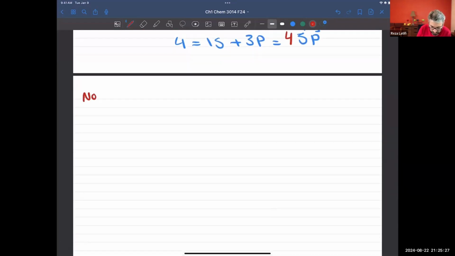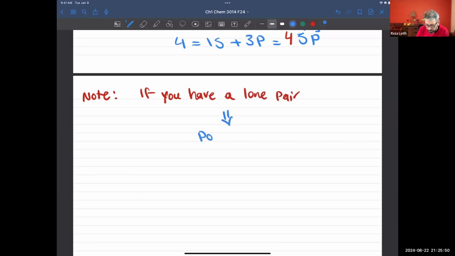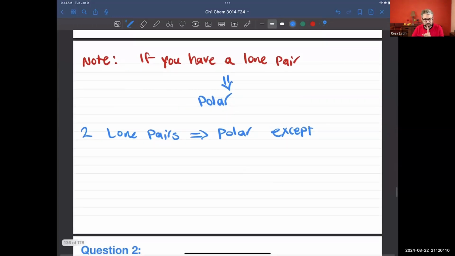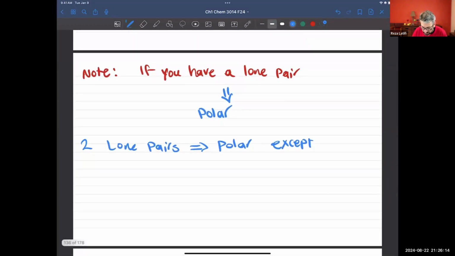So I'm going to write a note for you here. Note: if you have 1 lone pair in the geometry, that molecule for sure will be polar. How about 2 lone pairs? It will be polar, except one geometry where it will be non-polar. So it will be polar under any condition except one geometry. And what's that geometry? Square pyramidal.